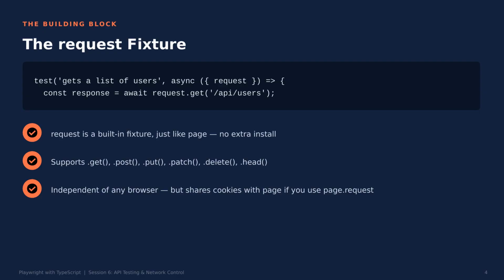Let's meet the actual tool, the request fixture. Here's the code: test 'gets a list of users', async, request, and inside it, const response = await request.get('/api/users'). 3 things worth knowing. Request is a built-in fixture, exactly like page. There's no extra installation required at all. It supports get, post, put, patch, delete, and head. And it's completely independent of any browser, though it's worth knowing that it does share cookies with page, specifically if you use page.request instead of the standalone request fixture.